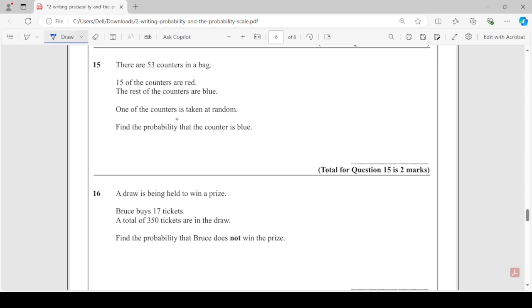Now, if 15 counters are red, the rest of the counters are blue. 53 take away 15 is going to be 38. So 38 over 53 is the probability of getting a blue counter.